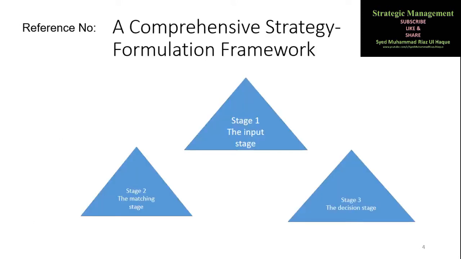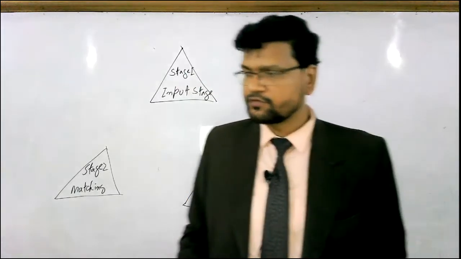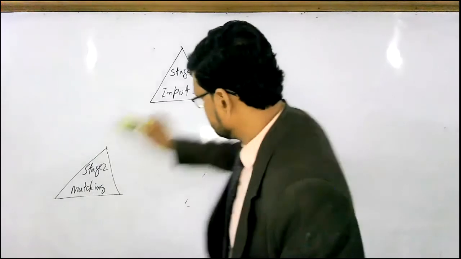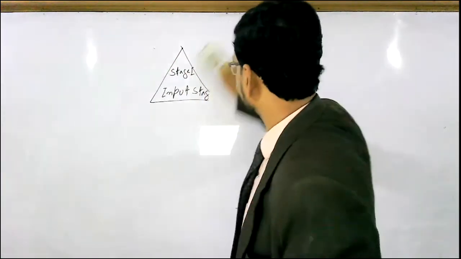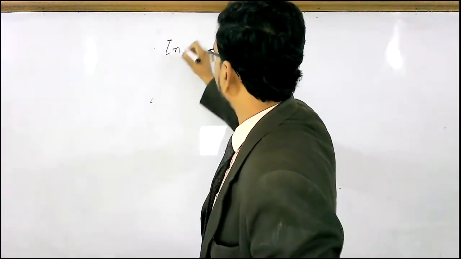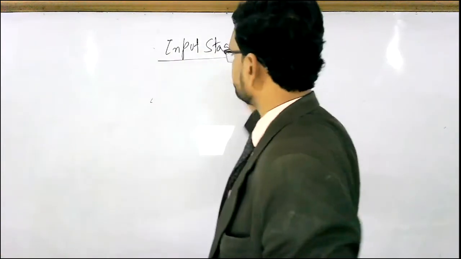And this is the triangle that I was telling you, basically a comprehensive strategy formulation framework. Stage one is called the input stage, stage two is the matching stage, and stage three, of course, is the decision stage, which we are going to study today in detail. So the matrices we will see here in the input stage, let's talk about the input stage, that is stage one.